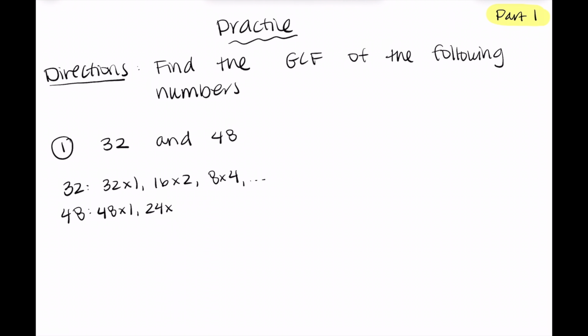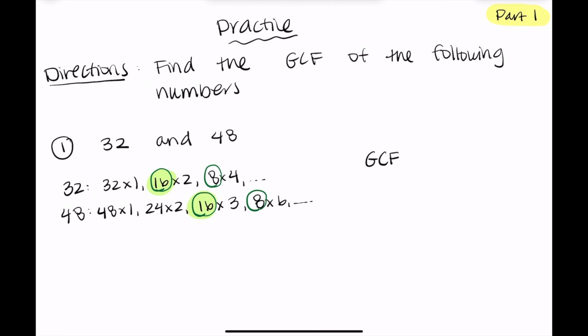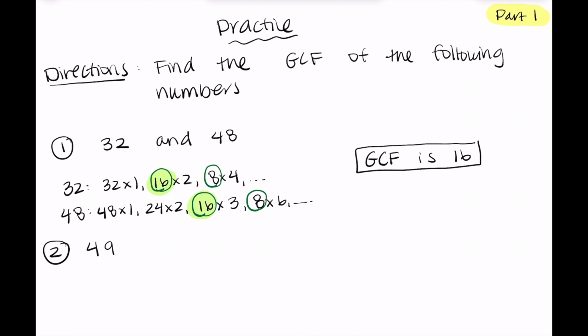For 48, we know that breaks down into 48 times 1, 24 times 2, 16 times 3, and 8 times 6. If we look here, we have two sets of common factors. They both share an 8 and they both share a 16. But since we're looking for our greatest common factor, the greatest common factor between 32 and 48 would be 16. So 16 is our GCF, 16 is our answer for number 1.